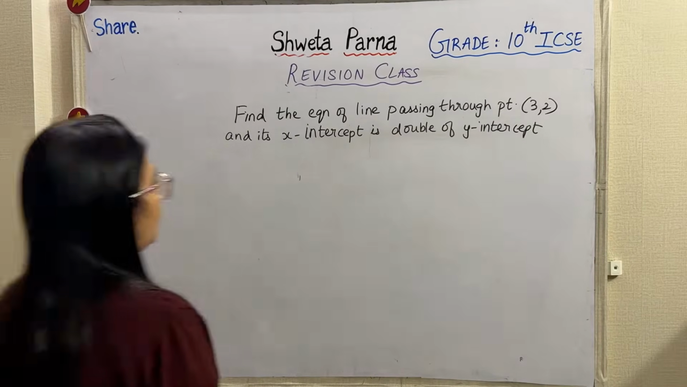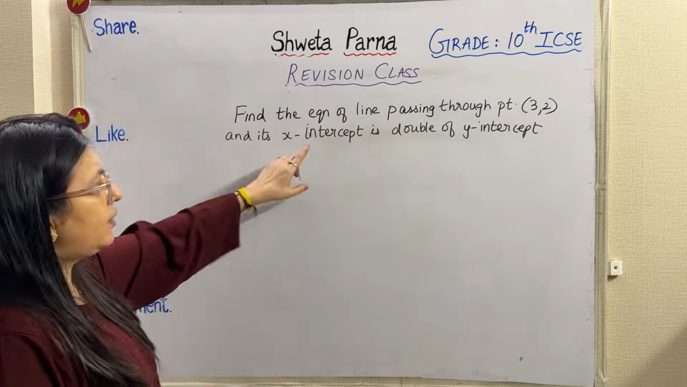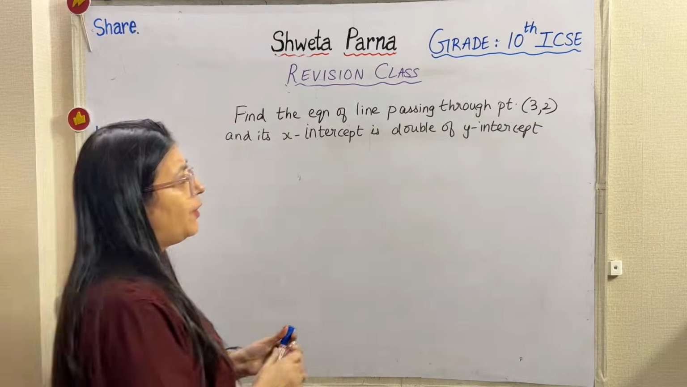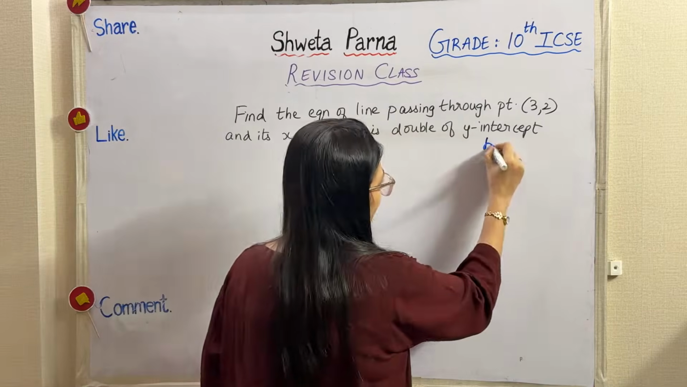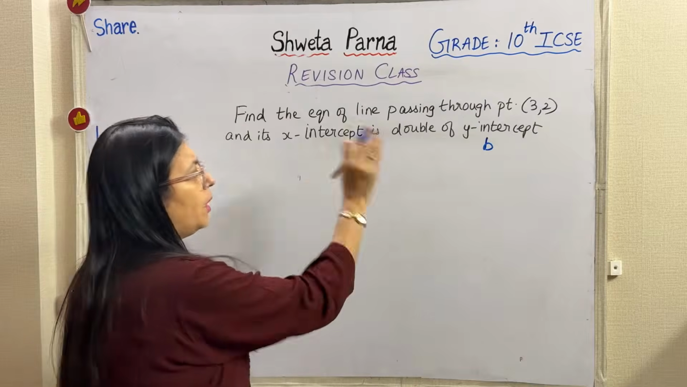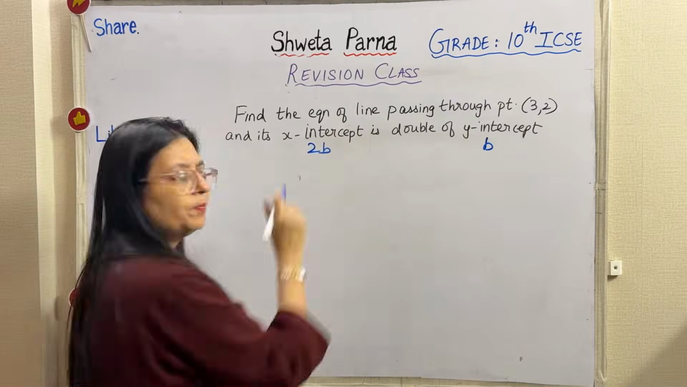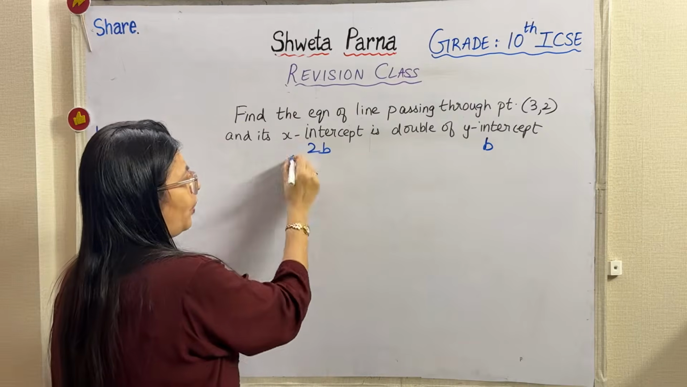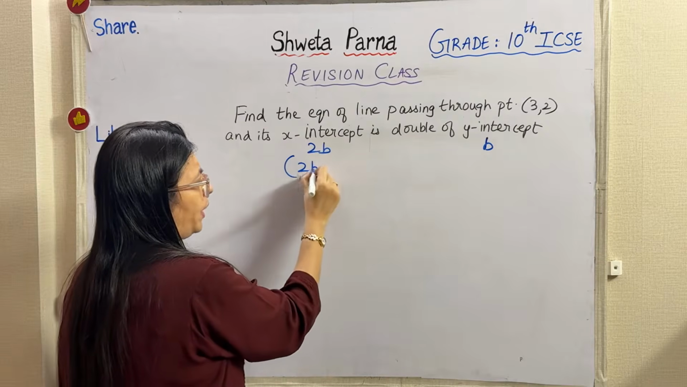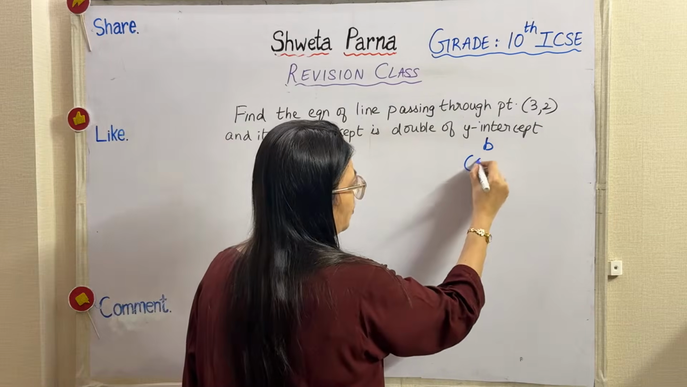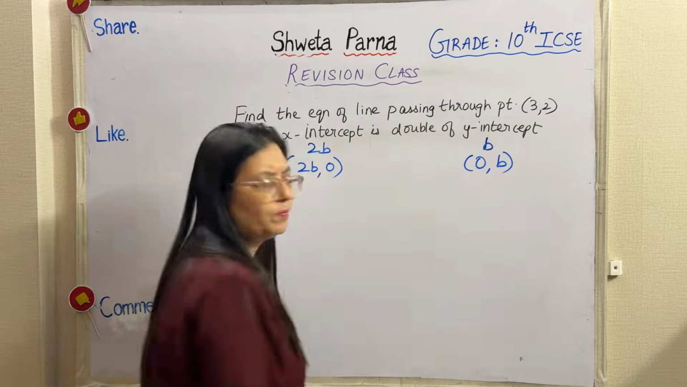See here, in the question they have given that the x-intercept is double of the y-intercept. Let the y-intercept be, say, b. So what would the x-intercept be? Double of it, which would be 2b. Correct? So if this is 2b, the coordinate of the point would be (2b, 0). And the y-intercept point would be (0, b).